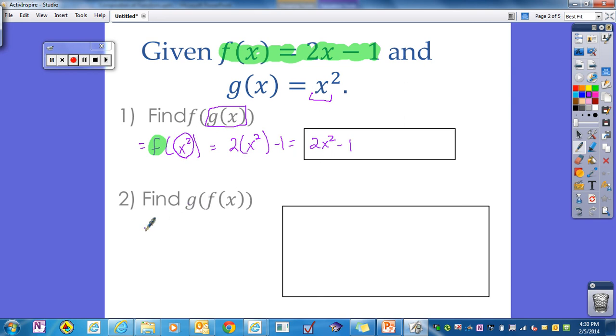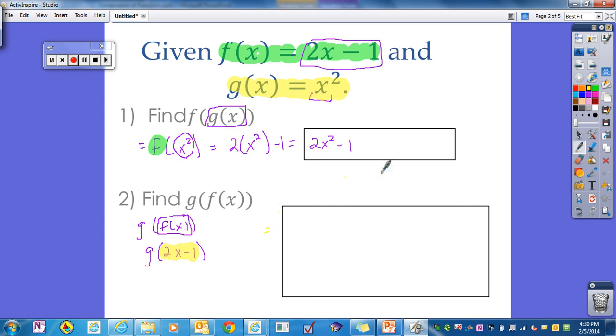Alright, now the second one I'm doing g of f of x. So very first thing is right here, I have to replace this f of x with the f of x function, which we said was 2x minus 1. So that means I'm going to be doing g of 2x minus 1. Alright, but now I'm working with my g of x function. So since I'm with my g of x function, I'm using my g of x equals x squared. But now everywhere I see an x, I'm replacing it with 2x minus 1.